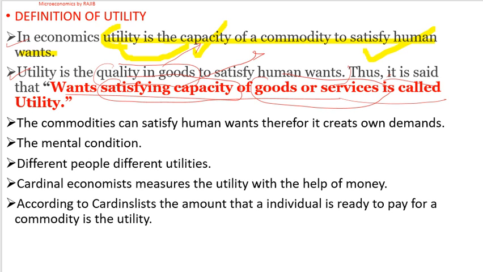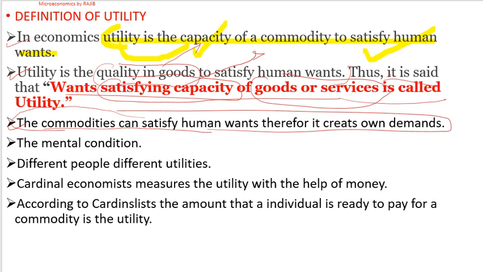Another important point: commodities can satisfy human wants. Why can commodities satisfy human wants? Because they have the capacity. For that capacity, wants can be satisfied, and therefore it creates its own demand. That means we demand the commodity because the commodity has the capacity to satisfy human wants, or our wants. You have to remember.